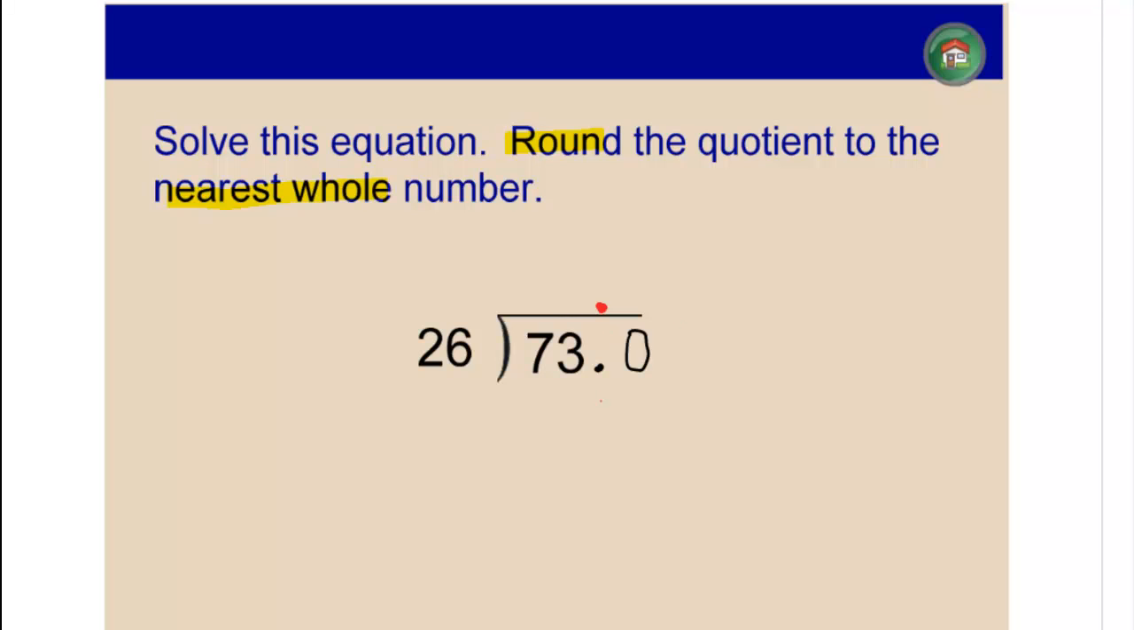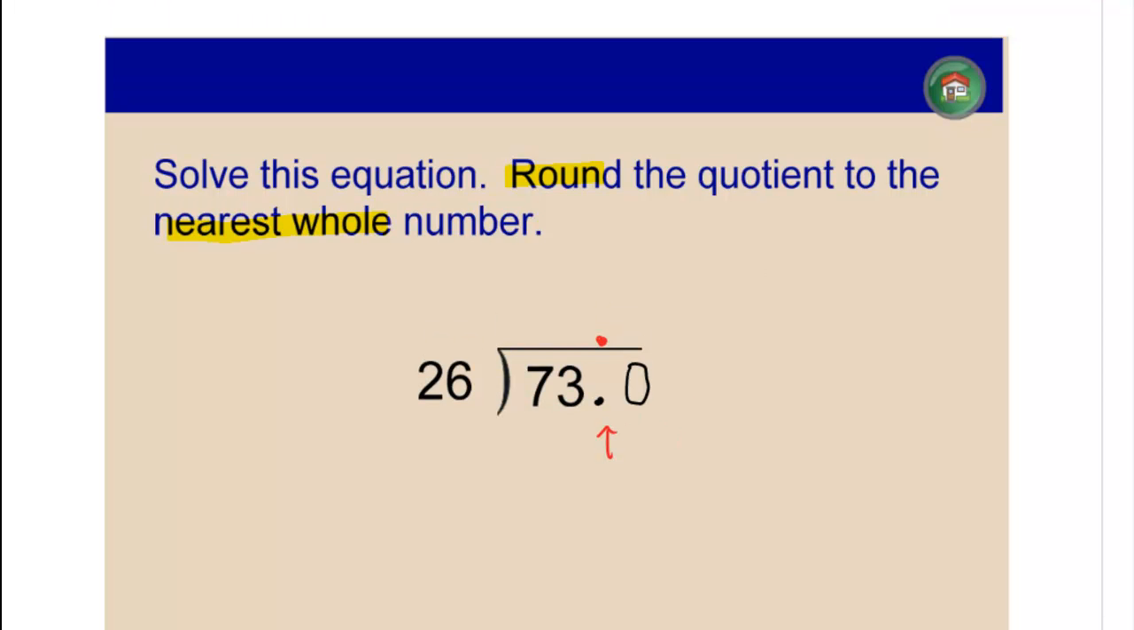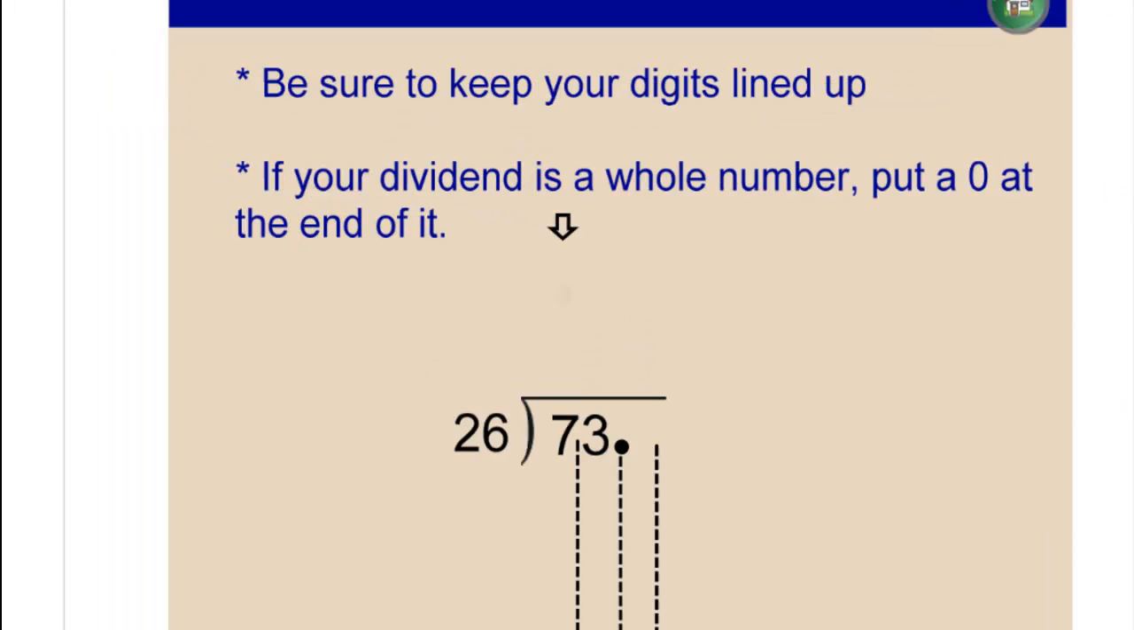So once you know where your decimal belongs in your dividend, then put a decimal right above it where your quotient's going to end up. So once I've done this, now I can divide, and I'm going to divide until I get a number right here in my tenths place, and then I can stop. I don't need to keep dividing because I'm going to round.